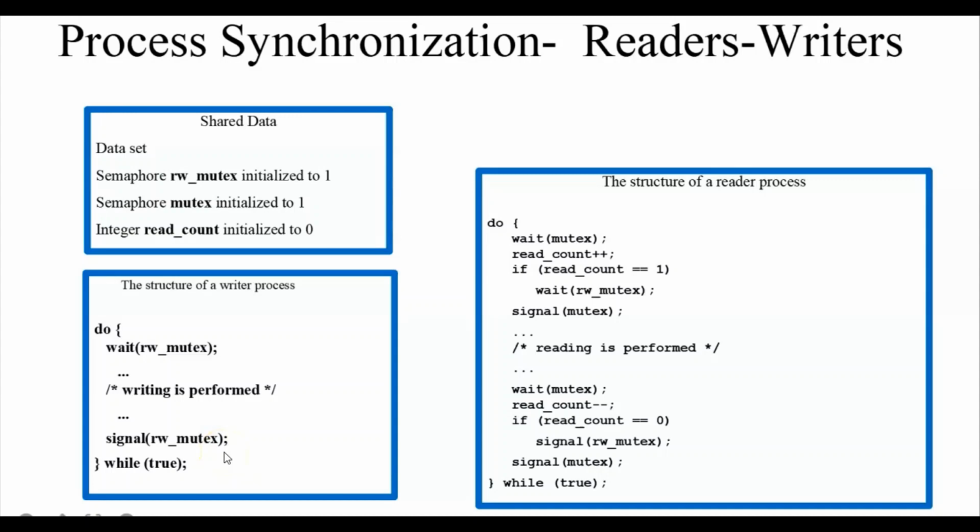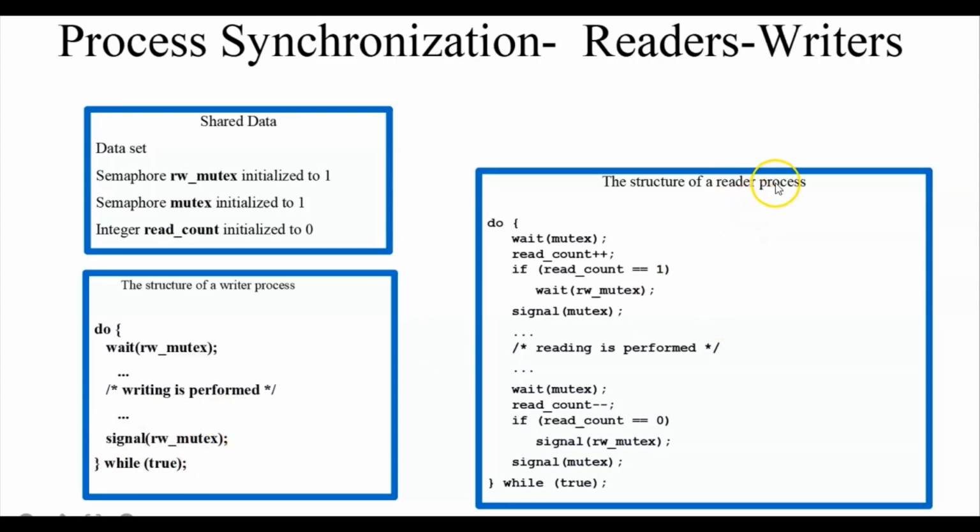So the writer process structure is fairly simple. In the entry section, it calls wait of RW mutex, locking the write operation, and in the exit section, it unlocks the write operation by calling signal RW mutex.